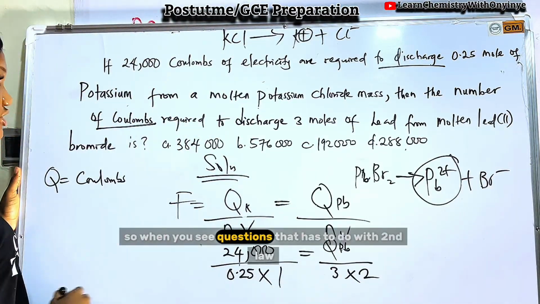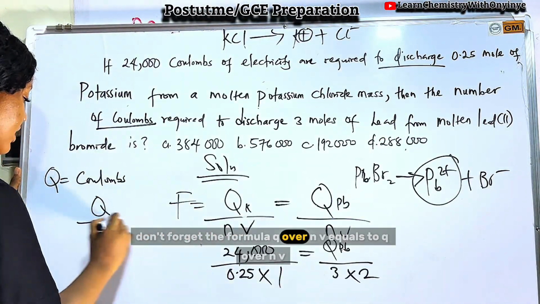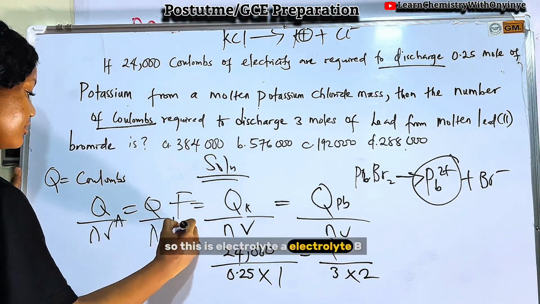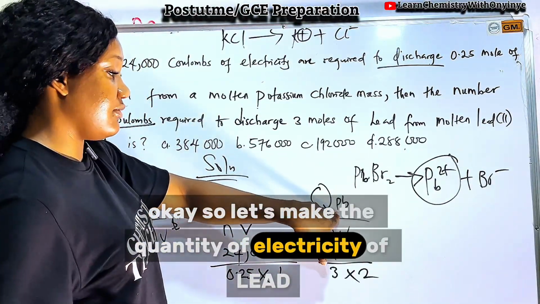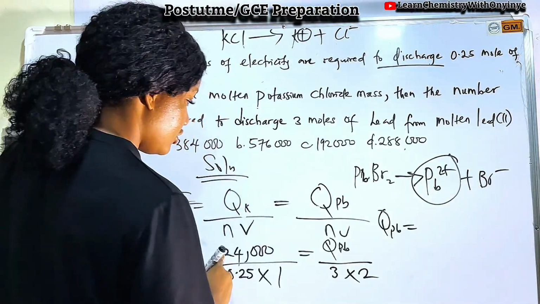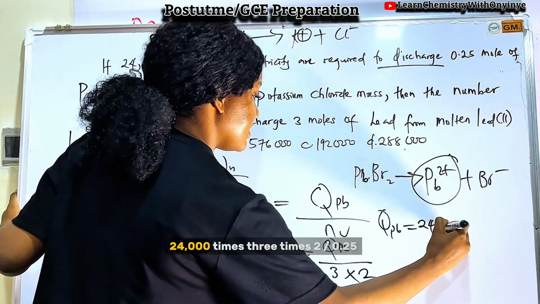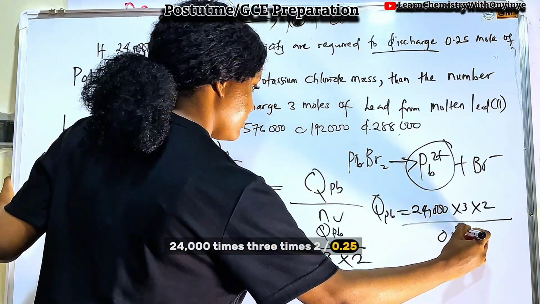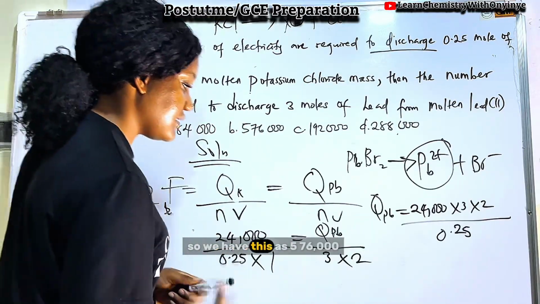So when you see questions that have to do with second law or Faraday's second law, don't forget the formula Q over NV equal to Q over NV. So this is electrolyte A, electrolyte B. Okay, so let's make the quantity of electricity of lead the subject of the formula. You have Q of Pb is equal to 24,000 times 3 times 2 divided by 0.25. So let's see what we're going to get.